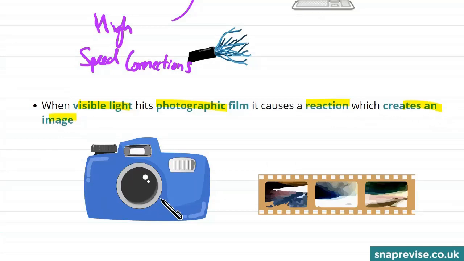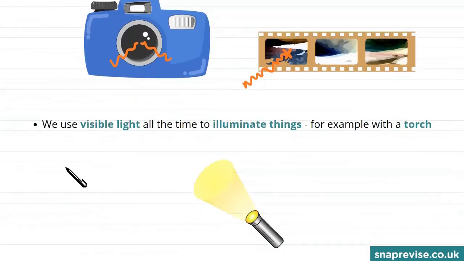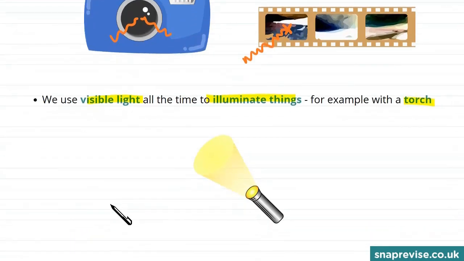So this camera lets lots of light go into it. This light goes in and hits the sensitive part of the photographic film, creating part of the image. Of course, a major use of light is that we use visible light to illuminate things, for example with a torch. So if it is dark, we use something that emits light to help us see.